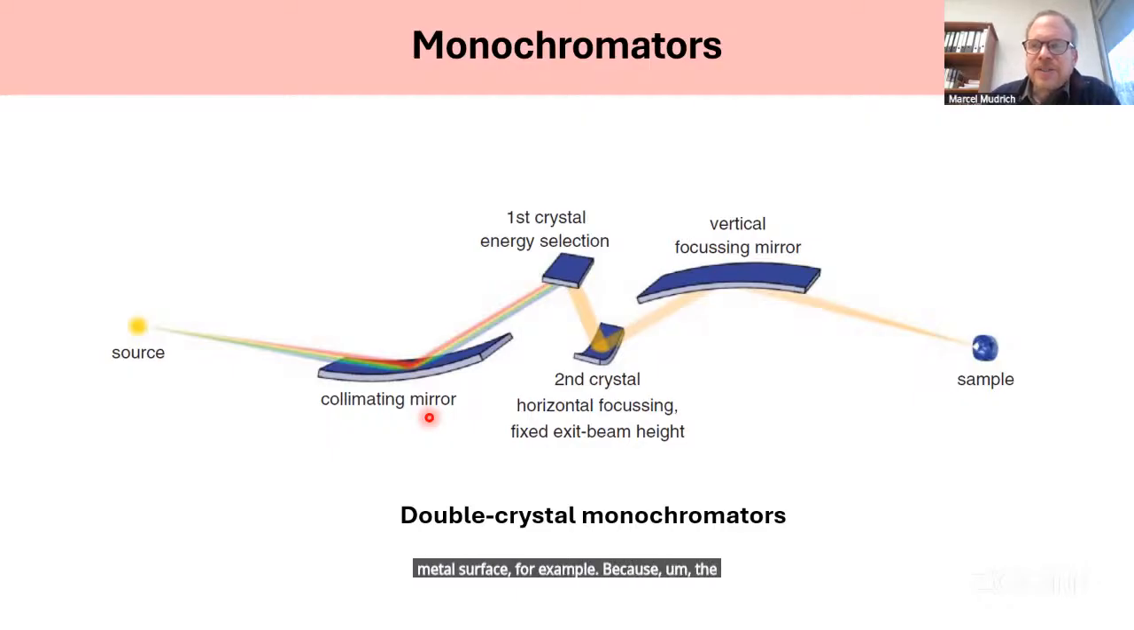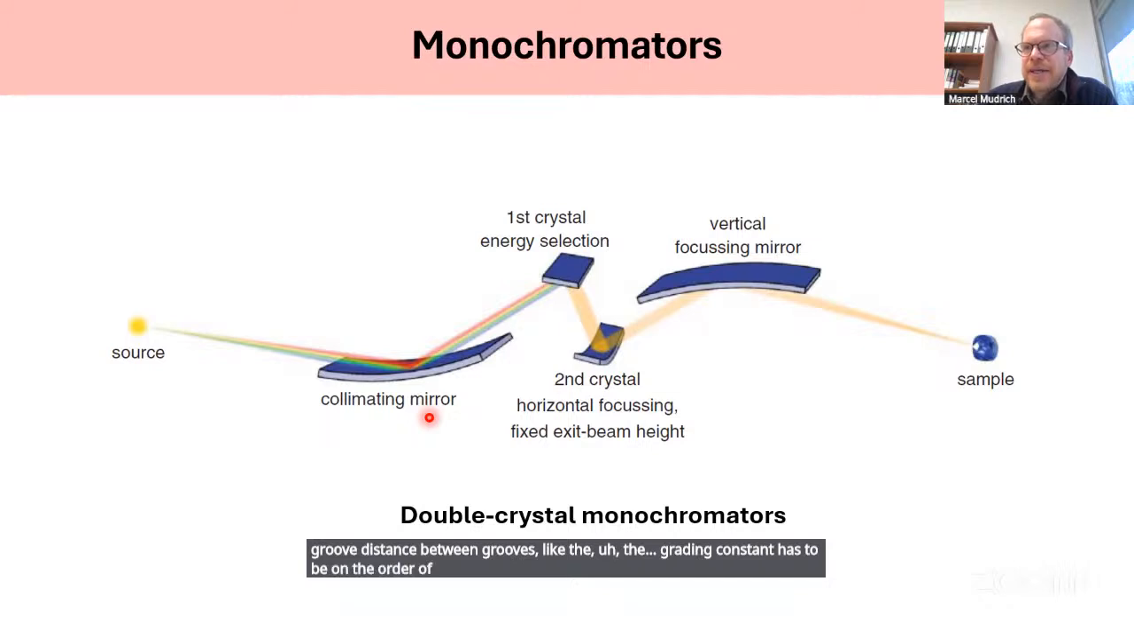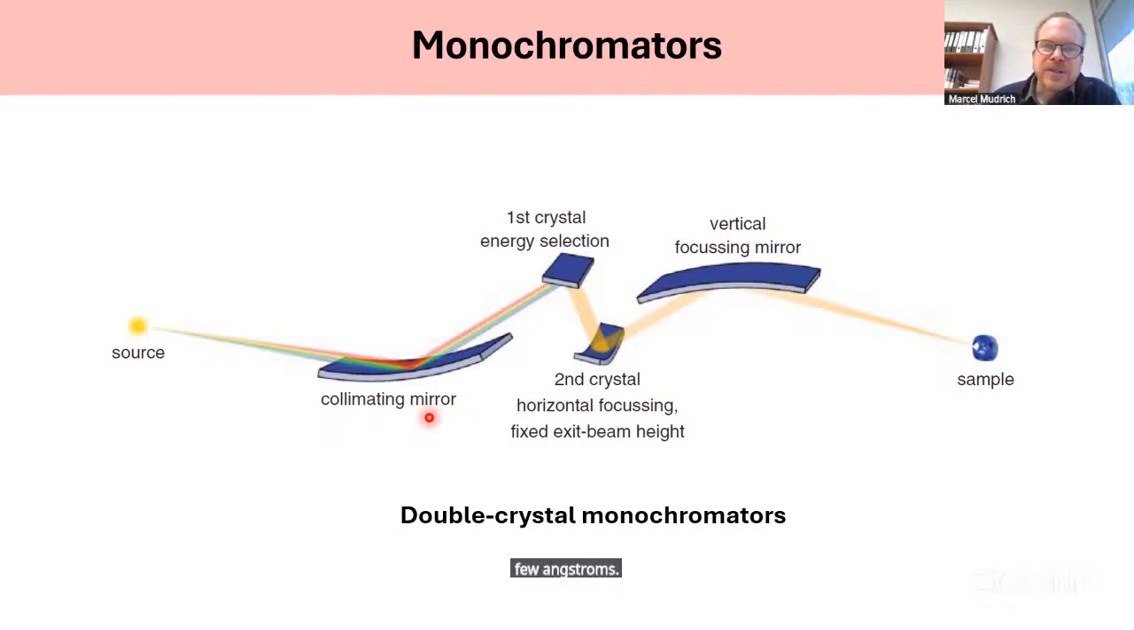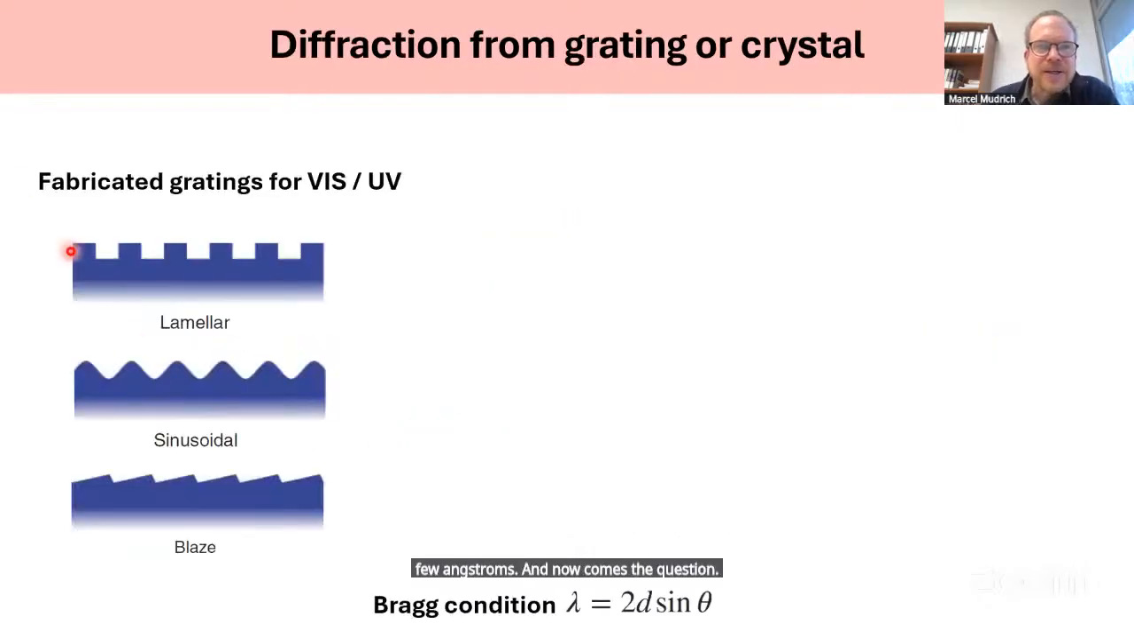because the wavelength of X-rays is like a factor of 1,000 or so shorter. So the groove size also has to be very, very small. The distance between grooves, like the grating constant, has to be on the order of the wavelength. So angstrom, a few angstroms. And now comes the question: how can you make, like in the visible or UV?